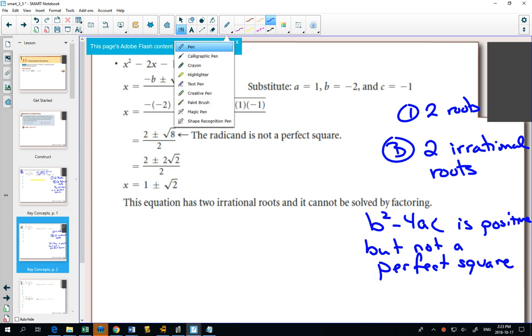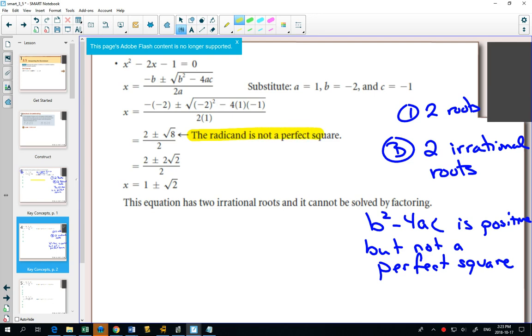And we can highlight it right here. The inside of the square root, the b squared minus 4ac equals 8. It's not a perfect square, so we won't be able to just get rid of the square root. And our final answer has a square root in it. We still have 2 answers because we're still adding the square root of 8 and minusing the square root of 8, which gives us 2 answers.